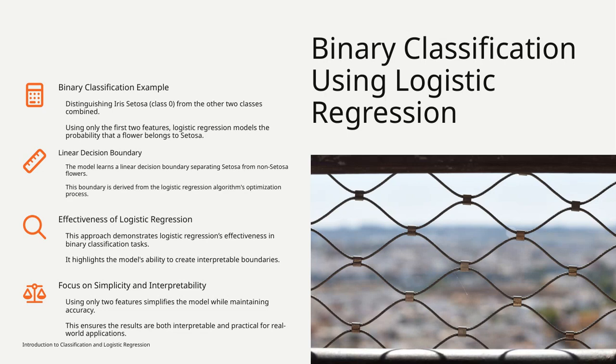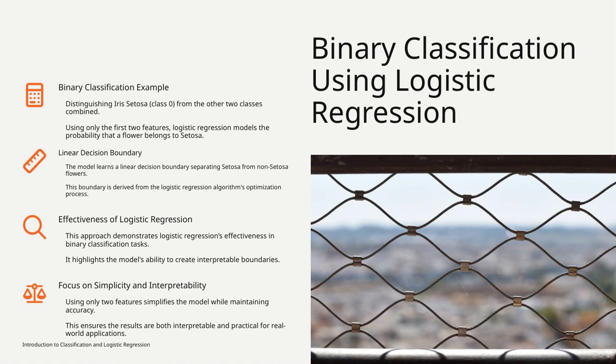Let's start by looking at this example of binary classification. Here, we're trying to distinguish Iris setosa, which we label as class 0, from the other two classes combined. The goal is to use just the first two features of the flowers to predict whether a given flower belongs to setosa or not.